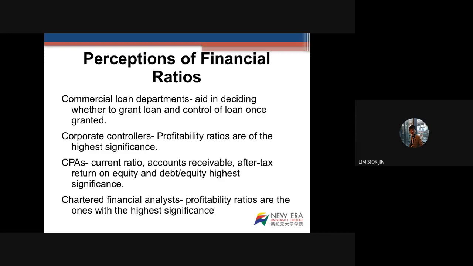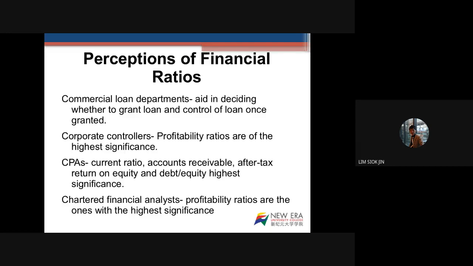Another one is corporate controllers, which are the managers inside the company. Commercial loan are banks outside the company. Corporate controllers are usually inside the company. They will manage these financial ratios properly. They will look at these ratios, especially profitability, because they have to make sure that the company profit is high.